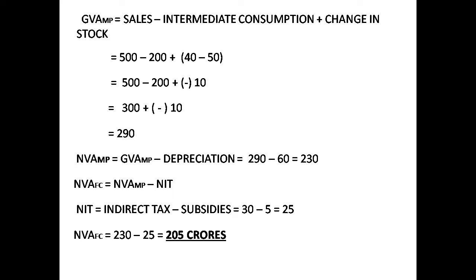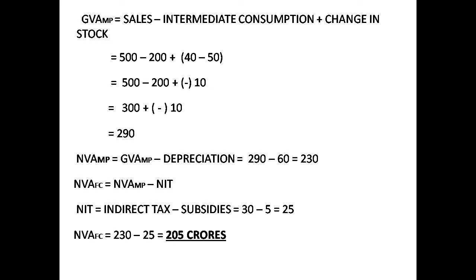Sales is given 500, intermediate consumption is given 200, and for change in stock, closing stock and opening stock are given, 40 and 50. So 40 minus 50 is minus 10. So we get 500 minus 200 plus minus 10. 300 plus minus 10, we are getting 290. So GVA MP is 290. From GVA MP we can calculate NVA MP. GVA MP minus depreciation. 290 minus 60, we are getting 230.